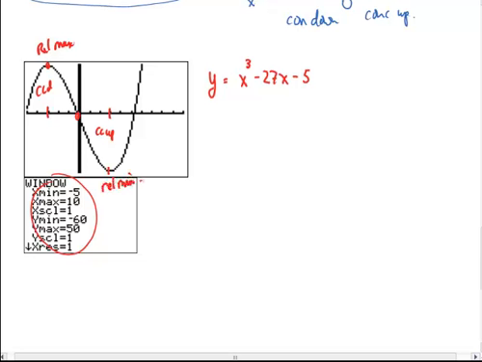So hopefully this video was of help to you guys in understanding how to use the first and second derivative to come up with intervals for increasing and decreasing, and local mins and local maxes, and the intervals for where a function can be concave up or concave down.